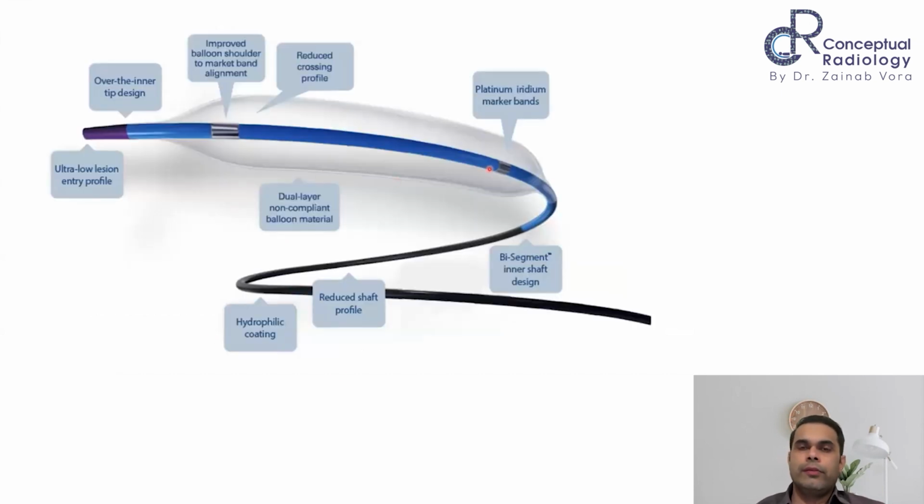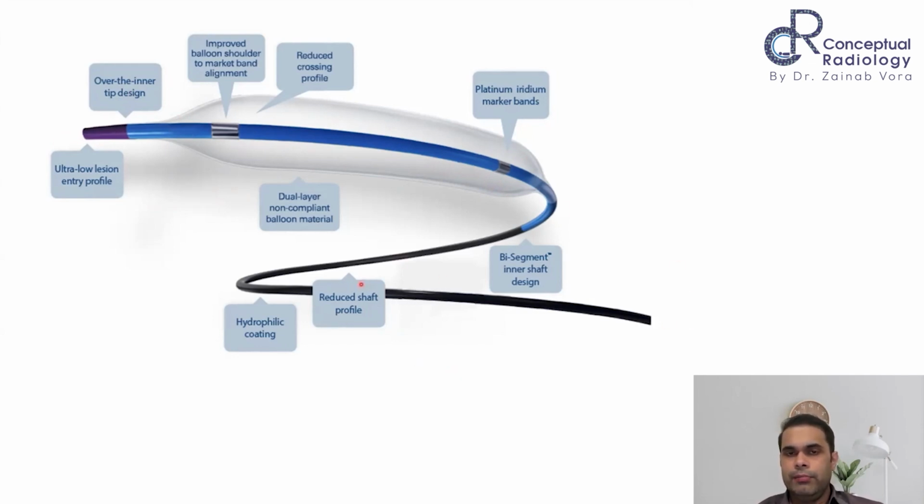So this is the way you will see a balloon outside. This is the profile of the catheter, and when the balloon is deflated, the profile of the balloon. These are two radio opaque markers showing the length of the balloon, and this is an over the wire tip design, so the wire can go inside and the wire comes out from the other end.